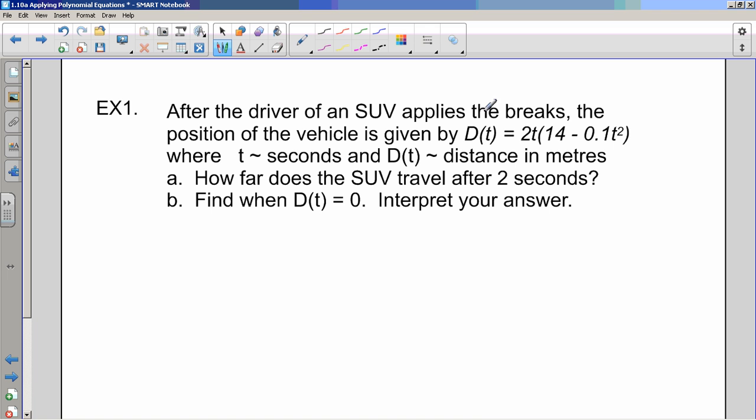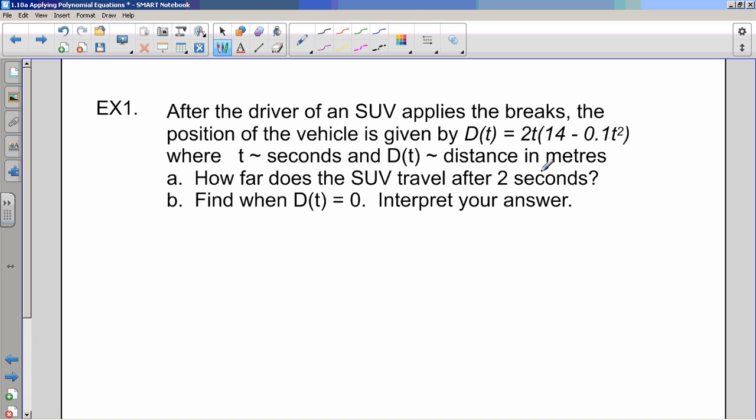Here's the second one, of the second type. After the driver of an SUV applies the brakes, the position of the vehicle is given by this. Notice that time is in seconds since the brakes have been applied, and d, the distance in meters, is how far the SUV has traveled. And this polynomial function models the situation. And we are asked to solve a few equations.